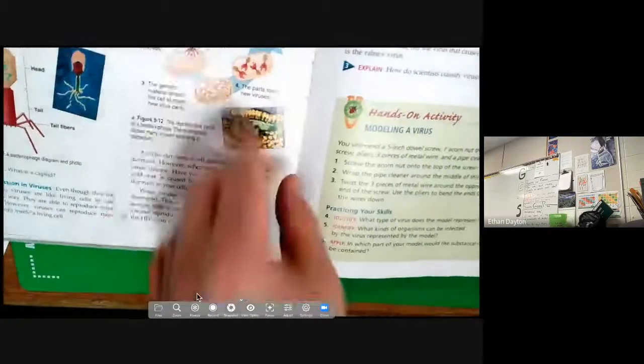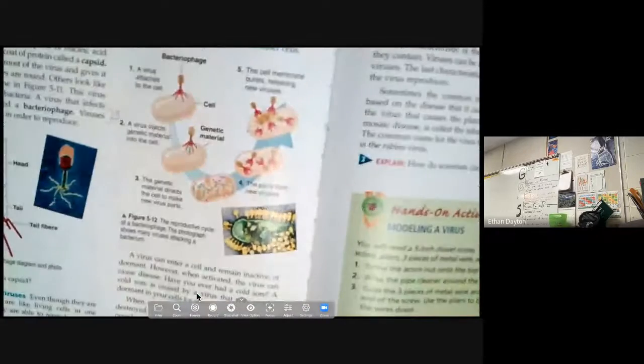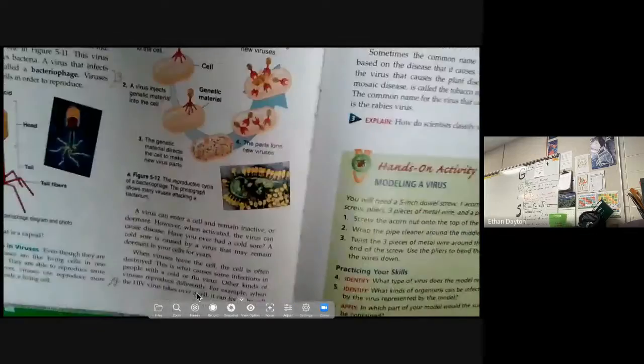So here are the 5 steps. They can, I guess, kind of be formed into 4 steps. We'll talk about that in our notes today.